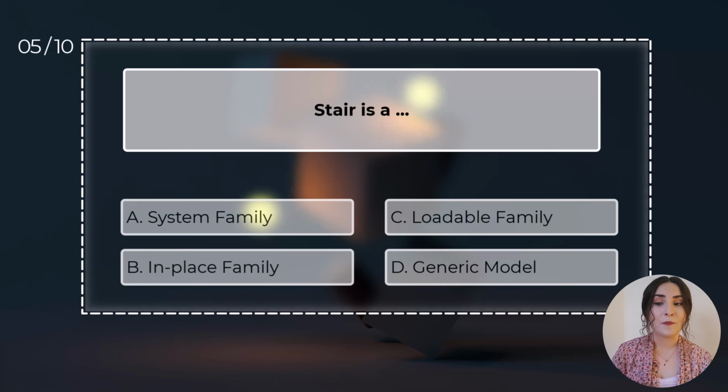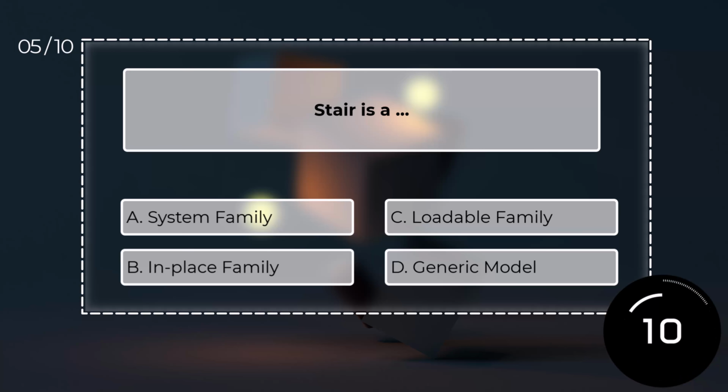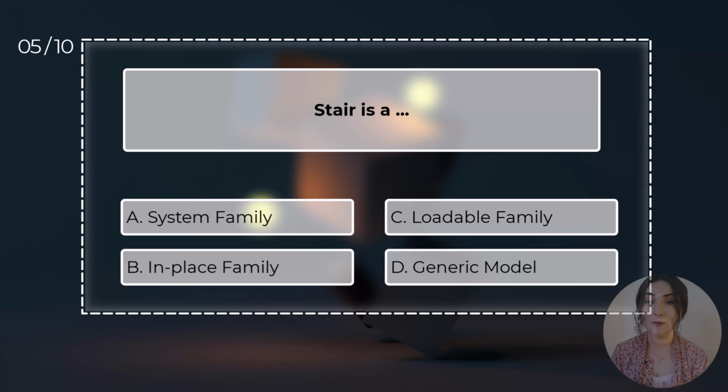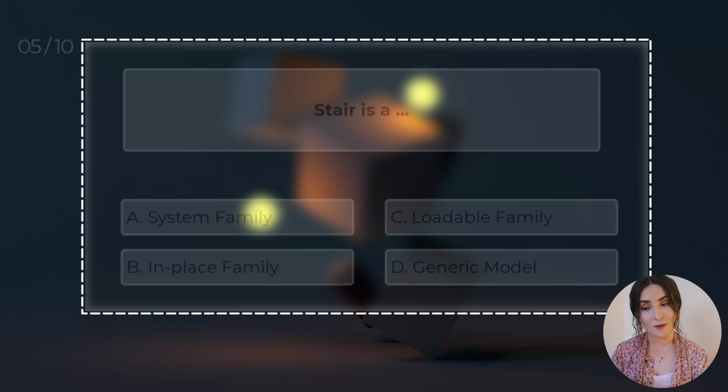Stair is A. System family, B. In-place family, C. Loadable family, and D. Generic model. If you read the newsletter I send you, you probably know the answer, right? So let's go to the next one.